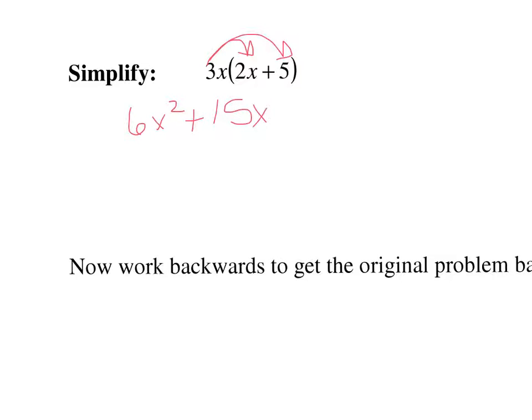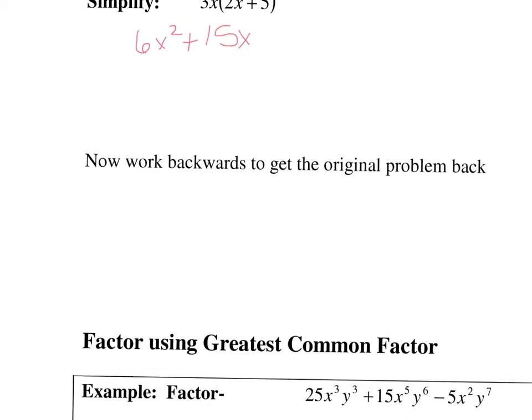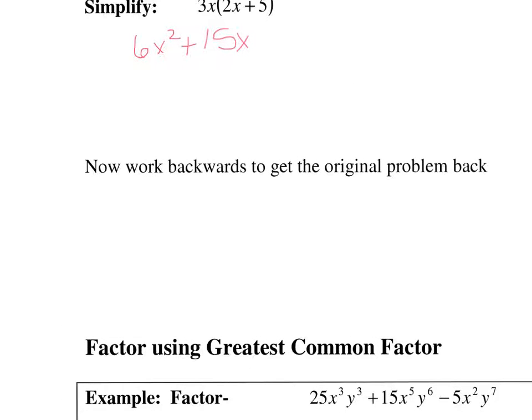Now, the directions tell us to work backwards to get the original problem back. When we're doing this, we call it factoring out the GCF. We're going to start with the expression 6x squared plus 15x that we got from back here, and we're going to factor out the GCF. So we look at these two terms, and we find the greatest common factor. And we're going to write the greatest common factor here.